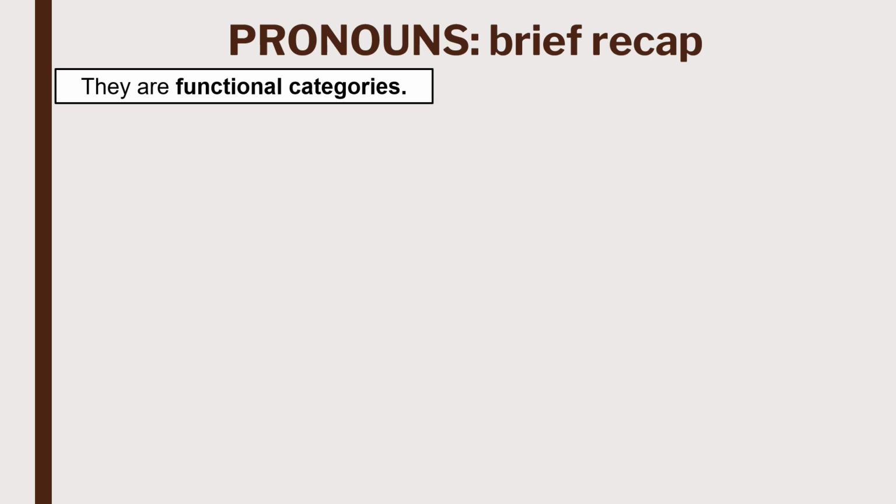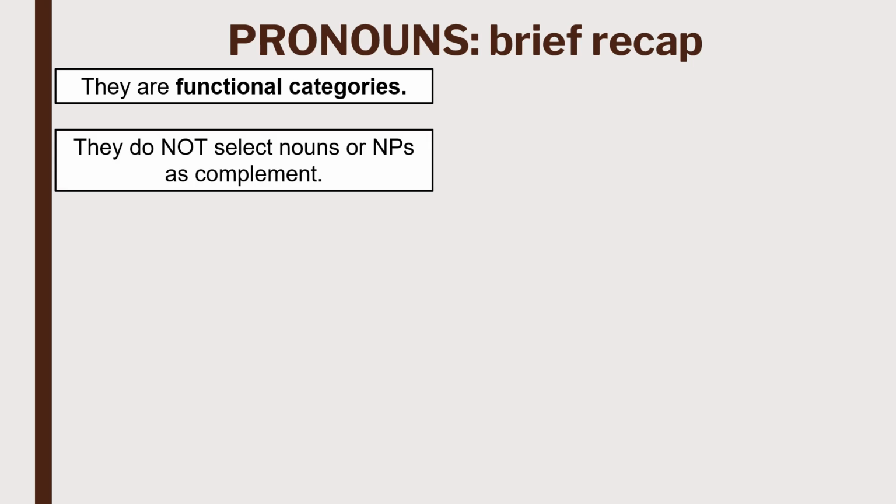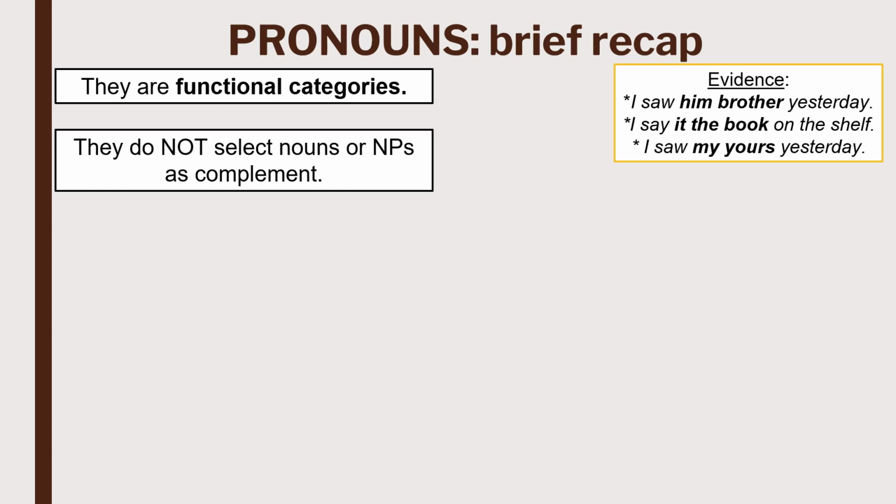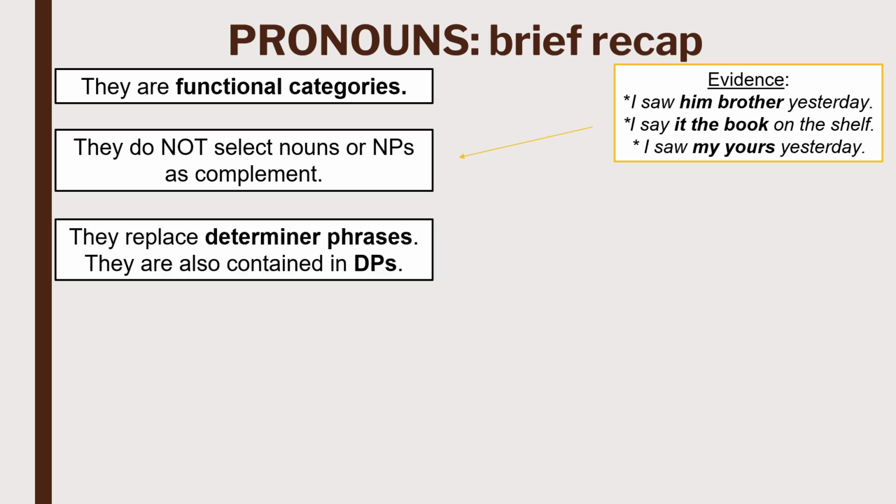To conclude, let's summarize the main information about pronouns. Pronouns are functional categories. As opposed to determiners or quantifiers, they do not select nouns or NPs as complement. So, for instance, if we take a sentence like, I saw him brother yesterday, we can see that the reason why this sentence is ungrammatical is because him is a personal objective pronoun and pronouns do not select NPs as complement. So in this case, it is impossible for him to select the NP brother as complement.